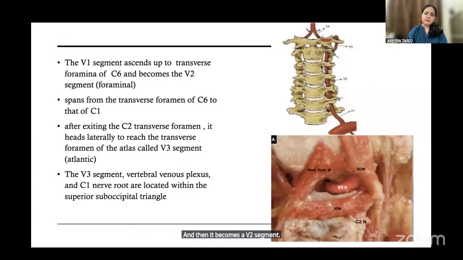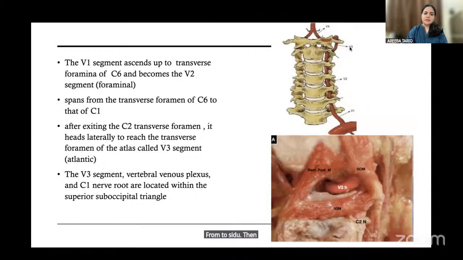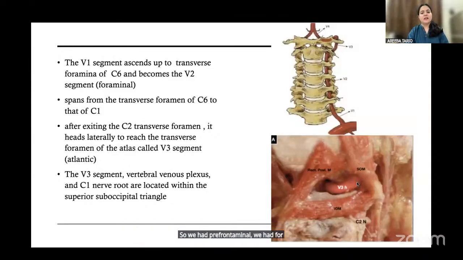It's also known as foraminal segment, and then it runs from this C6 vertebra foramen to C2. Then it exits the C2 transverse foramen. It heads laterally to reach the transverse foramen of the atlas, and now it's known as the V3 segment. This segment is known as V3 segment, also known as atlantic segment. So we had preforaminal, we had foraminal, and now we have atlantic segment.